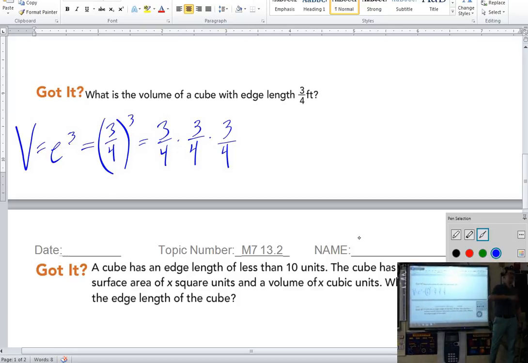When you take a fraction to a power, all we actually do is take the numerator to the power and the denominator to the power. 3 to the third power, we already talked about it: 27. 4 to the third power, 4 times 4 is 16, then times 4 gives me 64.